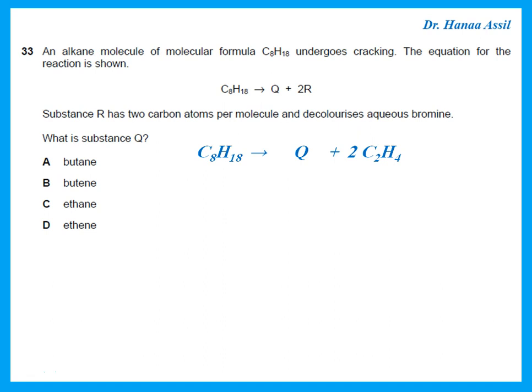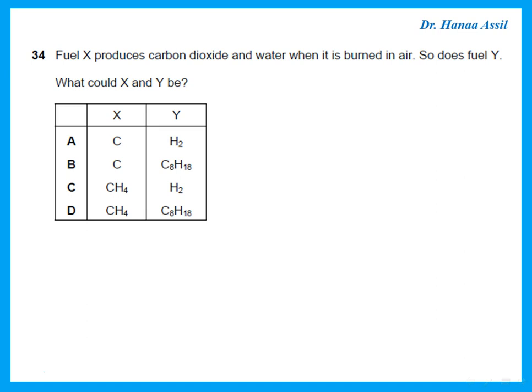So what do you think is Q? Q will be the remaining of the C8H18. If I remove 4 carbons, I'm left with 4 carbons. If I remove 8 hydrogens, I'm left with 10. So my Q is C4H10. What is C4H10? It is butane.